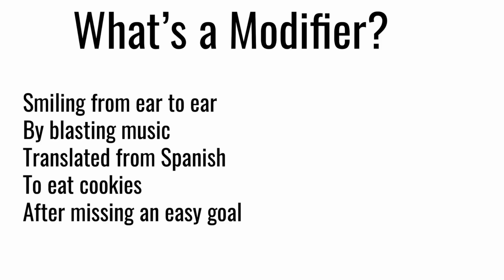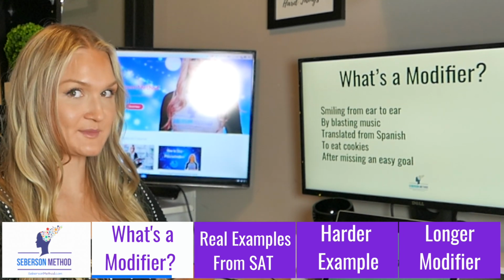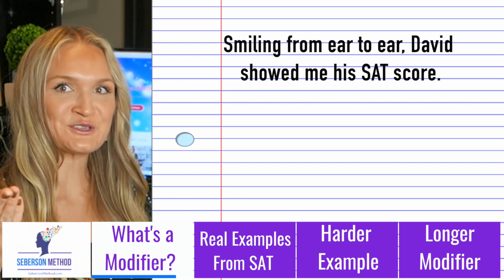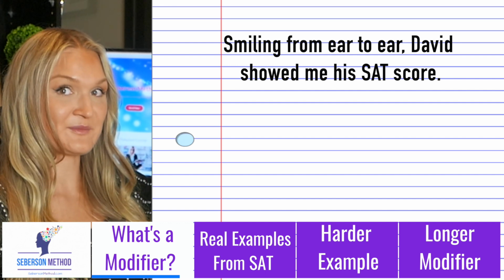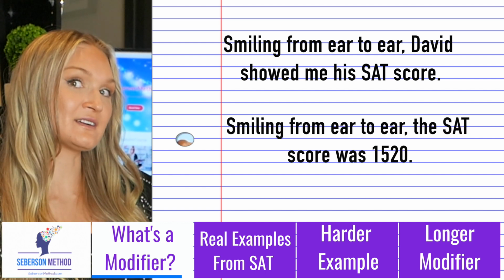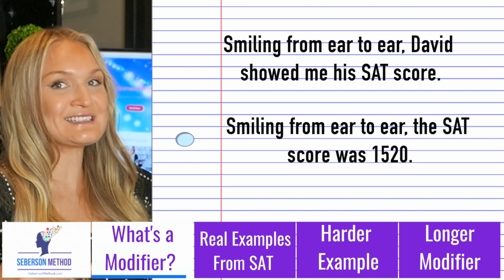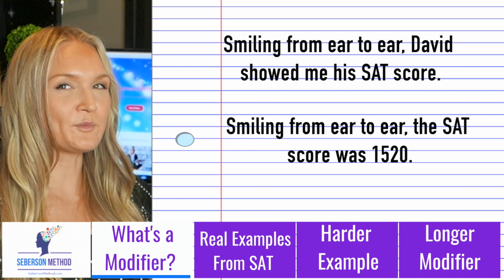Smiling from ear to ear. By blasting music, translated from Spanish, to eat cookies after missing an easy goal. So in a sentence, those phrases make a lot of sense. Smiling from ear to ear, comma, David showed me his SAT score. David is smiling from ear to ear. But if I said smiling from ear to ear, comma, the SAT was 1520, then it sounds as if the SAT was smiling from ear to ear. Hope this makes sense for you guys.